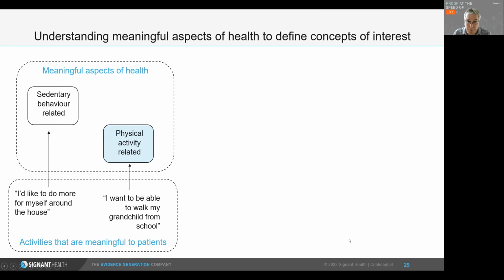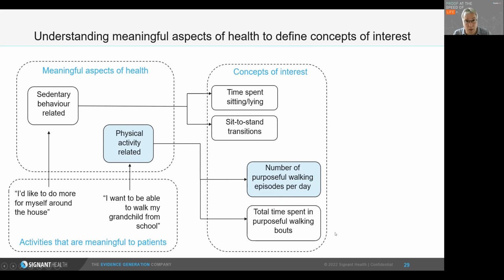If you click again, once we have that, we can then start to develop different aspects of health that are interesting, physical activity related and perhaps sedentary behavior related. If you click again, that helps us to develop concepts of interest. For sedentary behavior, we might be interested in how long they spend sitting or lying, or how many times they are standing up and sitting down over the day. Or for physical activity, because they're interested in these short bouts of activity, perhaps we're interested in how many times they can have a purposeful walking episode in a day.